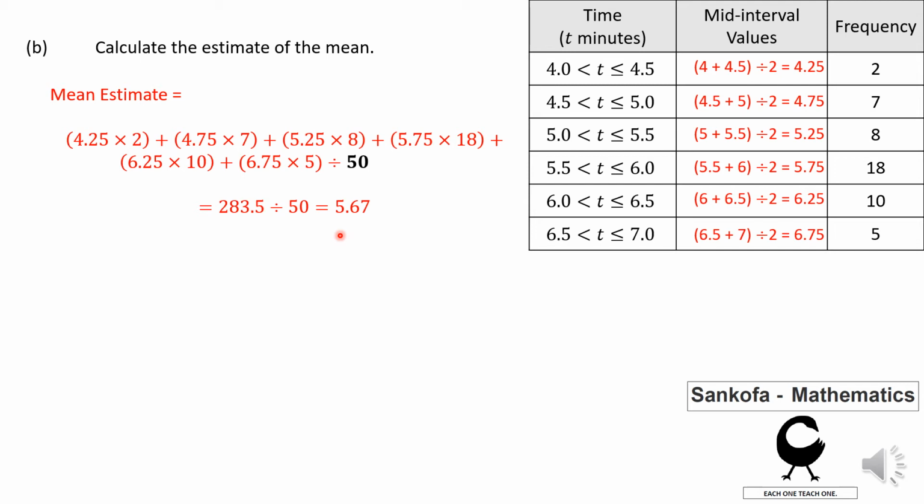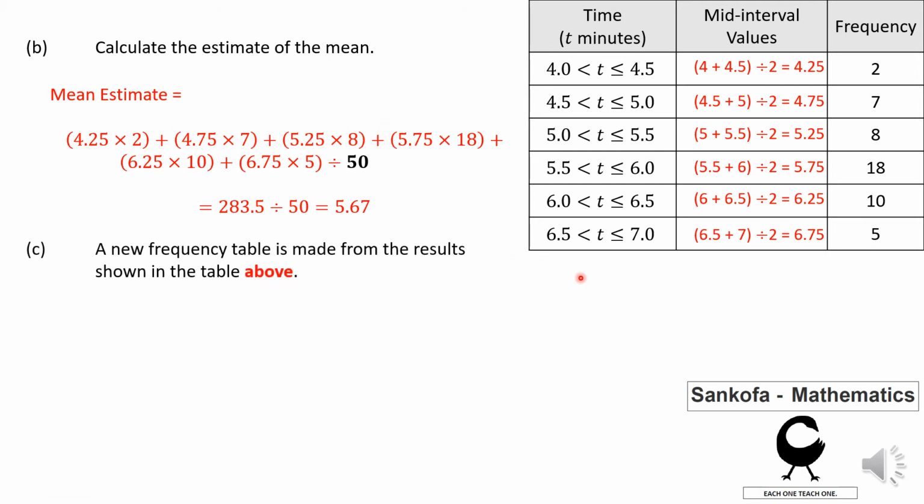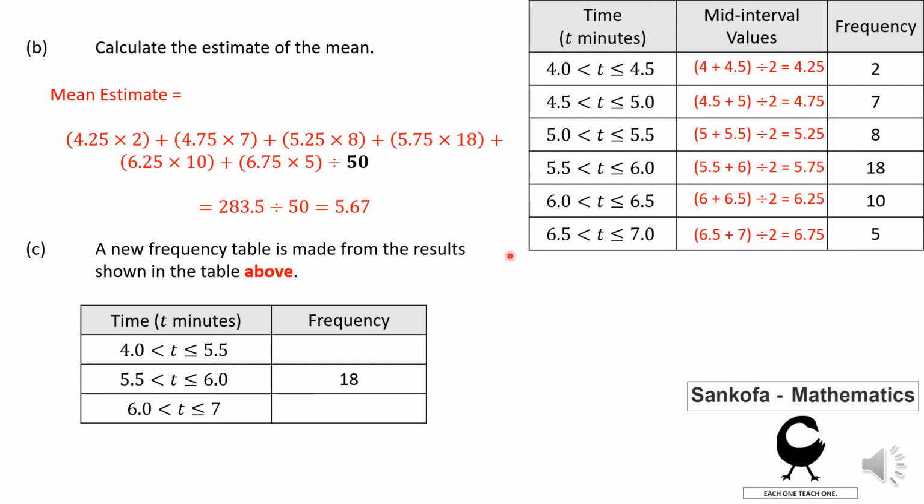5.67. Pause the video just to make sure that you understand that particular concept when you are supposed to calculate the mean, because it's an estimation, because you do not have the exact values for each and every person. The data is grouped here. Now, they are bringing in a new frequency table from the results from this table here. So you are supposed then to complete.